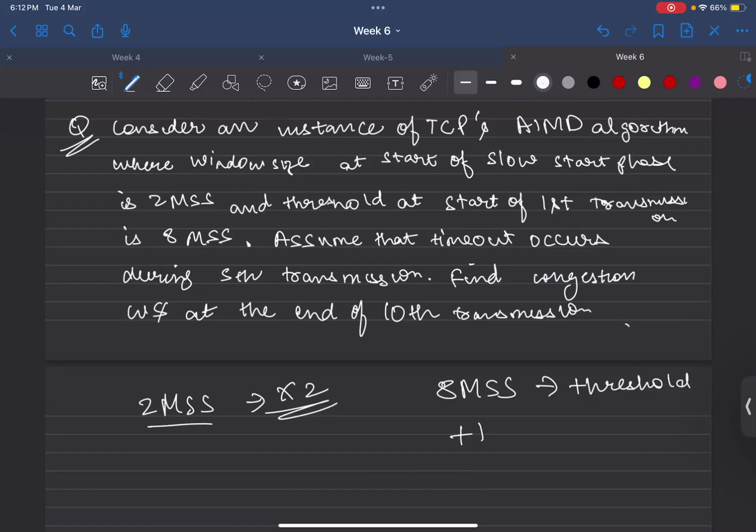Is it 11? Are you sure? I think so, because at the second time unit it reaches 8, and after that it goes from slow start to AIMD, linear, 9, then 9 to 10. And at the 5th transmission a timeout occurs, then 10 divided by 2. We don't have to increase at the 5th transmission, because the 5th transmission is itself where the timeout has occurred. Oh yes, that's right.